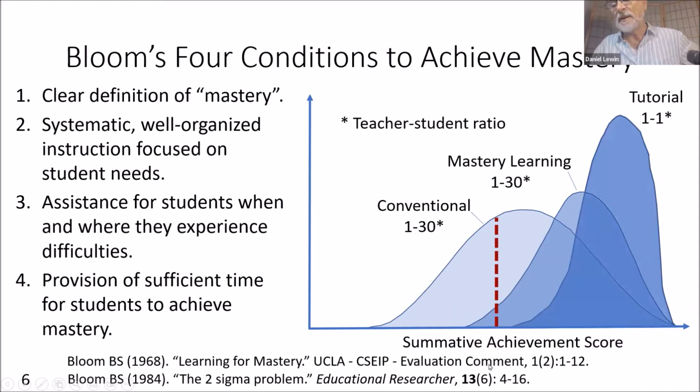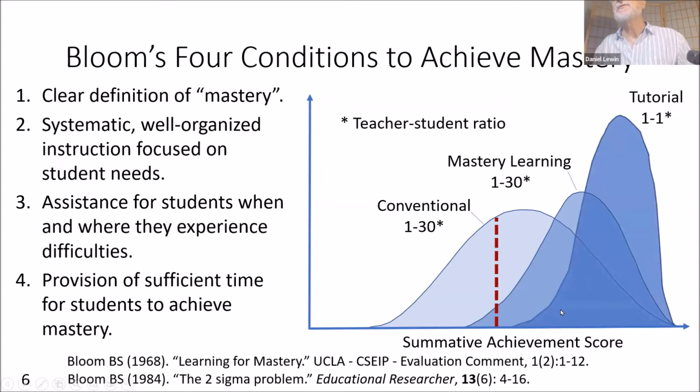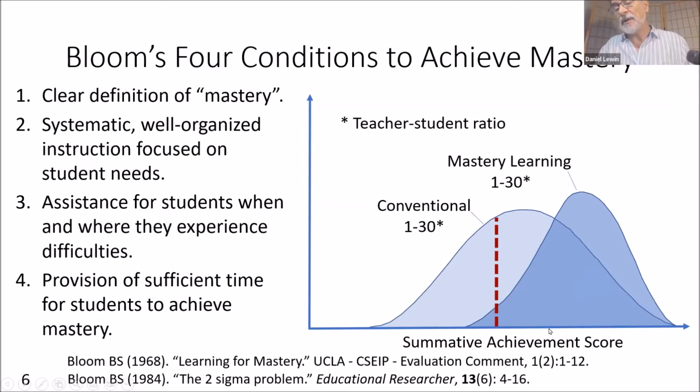And actually the difference between these two is a shift in the average by at least one standard deviation. Going all the way to tutorial, we can get improvements of 2 standard deviations on what you would expect to get from conventional teaching. But, you know, improving by 1 standard deviation is a really, really good result. It's the difference between 20% failure rate and 10% failure rate, okay?